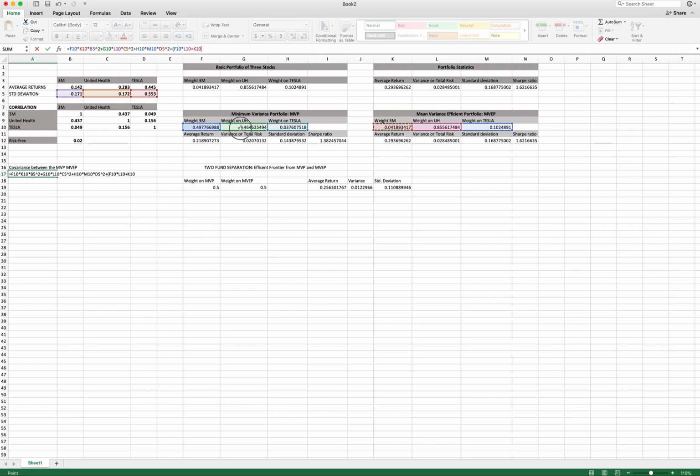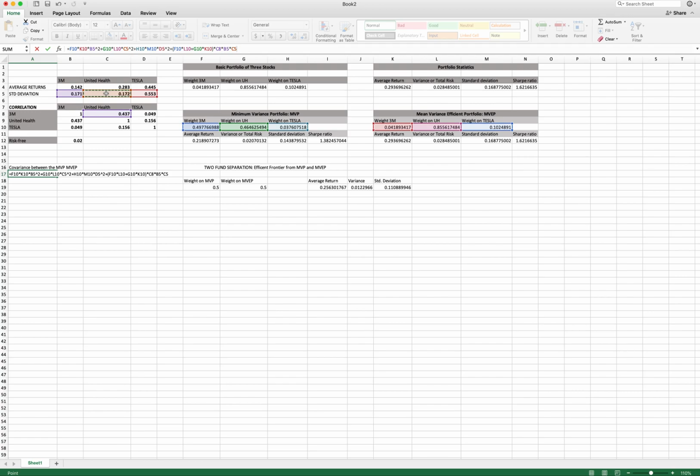So the weight here, the first one, times the weight in 3M here. Okay? And this is going to be multiplied by the covariance of 3M and United Health, which is equal to the correlation of 3M and United Health times the standard deviation of 3M times the standard deviation of United Health. Okay, so that's a lot, but that's only one of them.